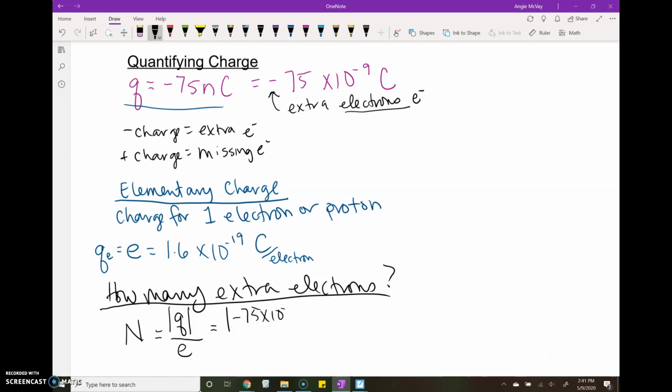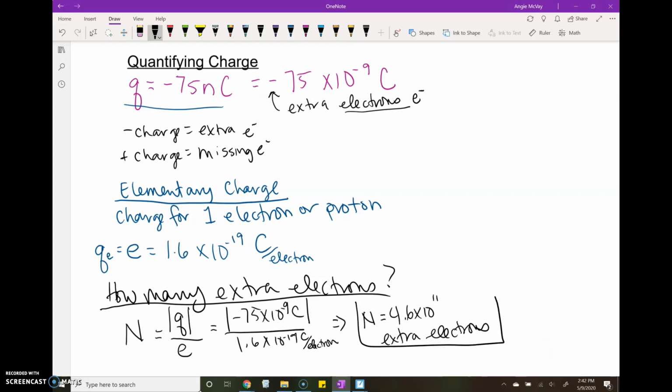So we want an absolute value sign around this charge, and so we'd say negative 75 times 10 to the minus 9 coulombs divided by 1.6 times 10 to the minus 19 coulombs per electron. And that will give us 4.6 times 10 to the 11 extra electrons. Okay. So that's how we do that.